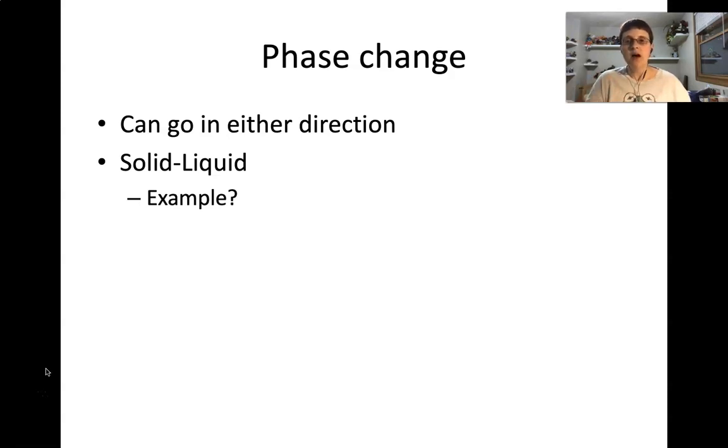So think about an example of a solid-liquid phase change. The one that most of us are familiar with is water and ice. So ice to water or water to ice, all right? Now, that's the most common solid-liquid phase change that we experience on a common basis.